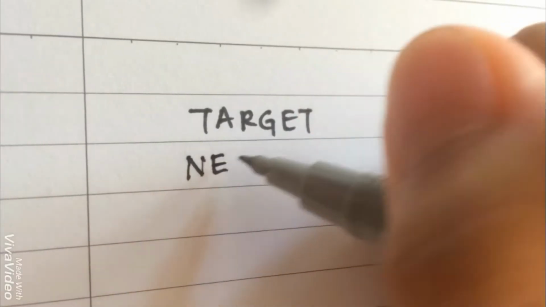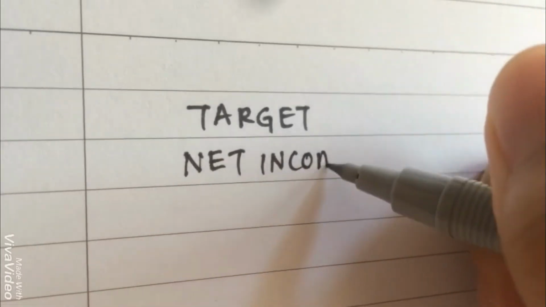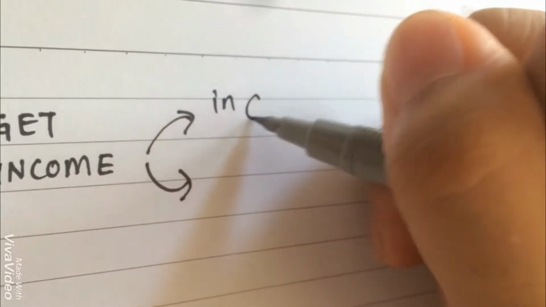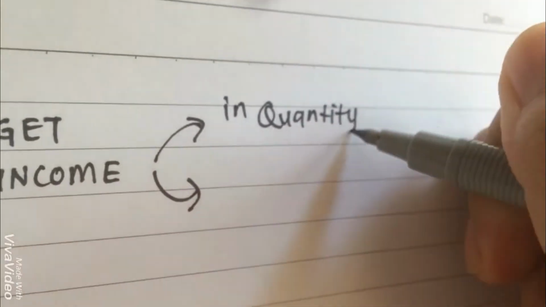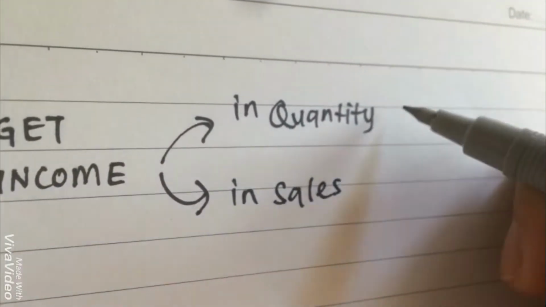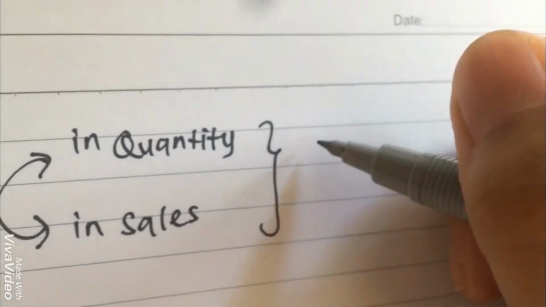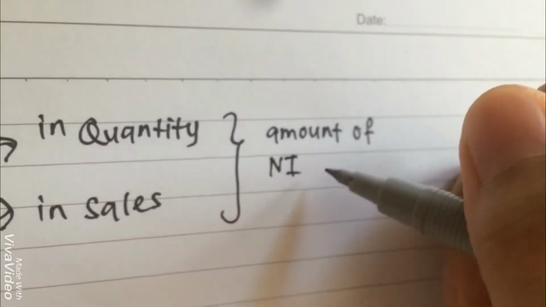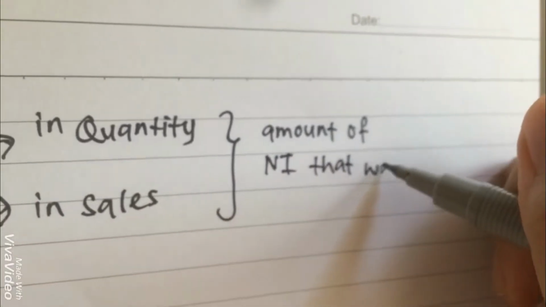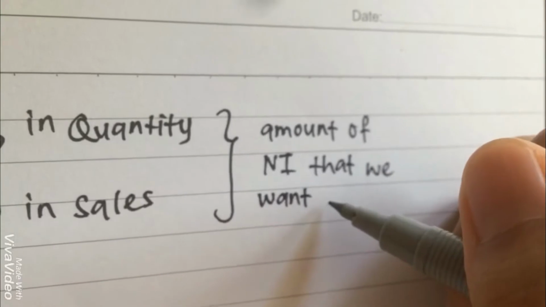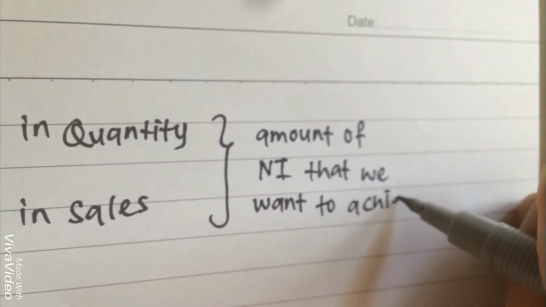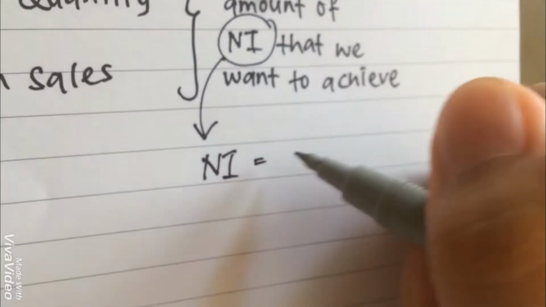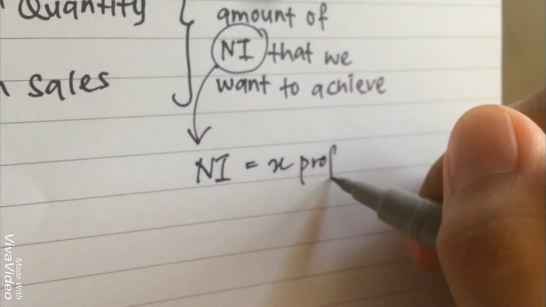Target net income. Target net income is divided into two parts, which are target net income in quantity and target net income in sales. Both of these happen when there is a specific amount of net income that we want to achieve in our business, which means that our net income is equal to X profit.